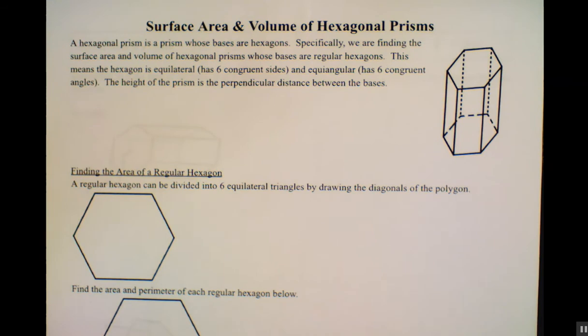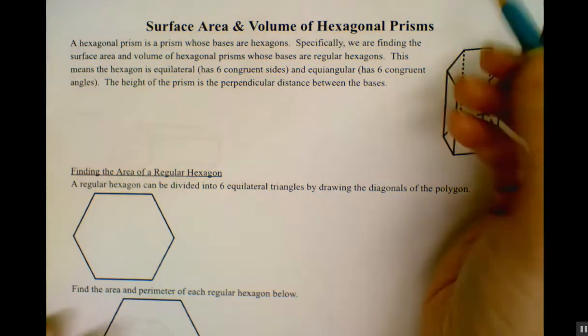A hexagonal prism is a prism whose bases are hexagons. Specifically, we are finding the surface area and volume of hexagonal prisms whose bases are regular hexagons. This means the hexagon is equilateral and has 6 congruent sides, and equiangular has 6 congruent angles. The height of the prism is the perpendicular distance between the bases.